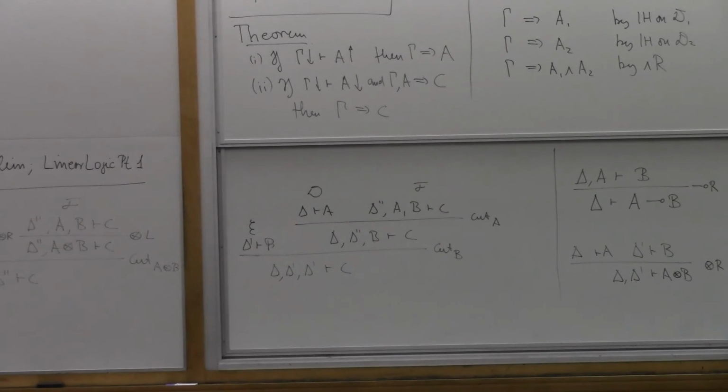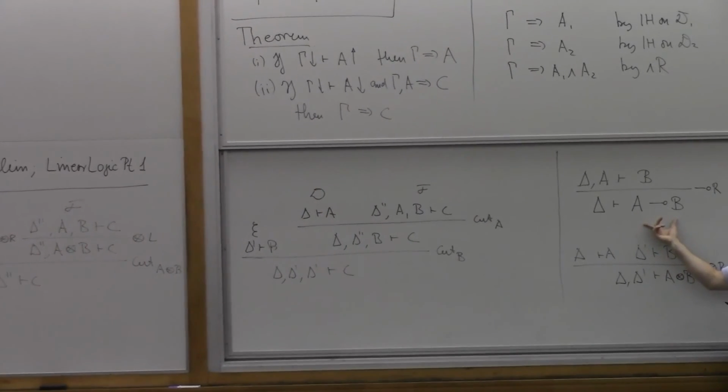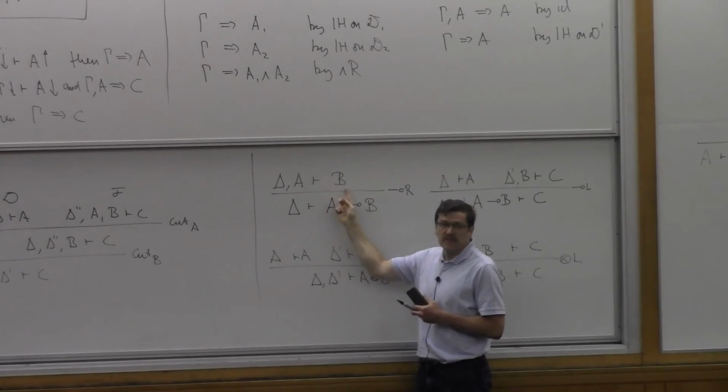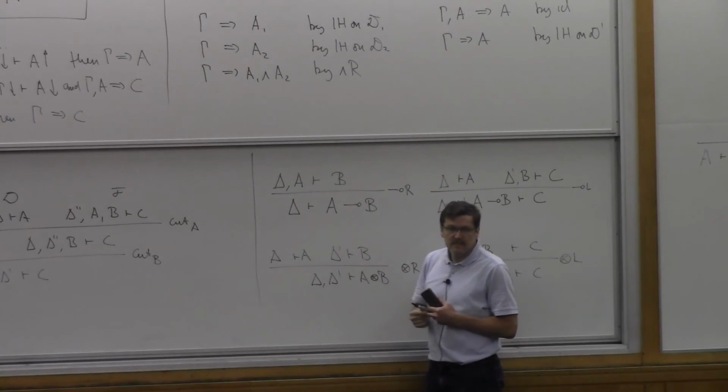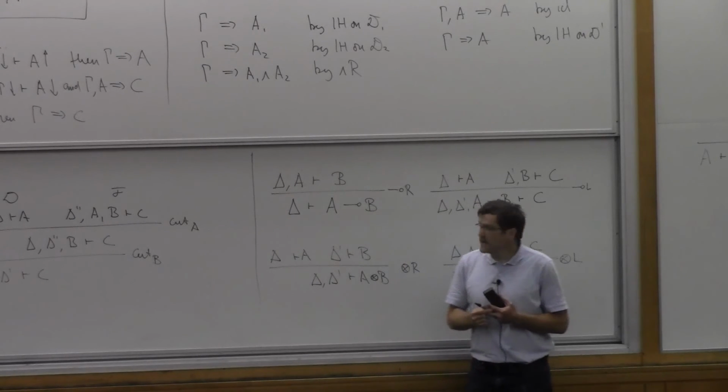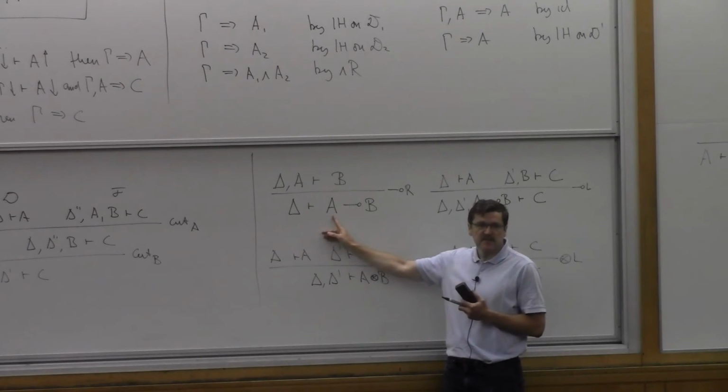Yeah? Could you just repeat in a sentence what the linear implication right rule means? Okay. So with the resources delta, I'm trying to prove that A implies B. And I can do that if I assume I had the resource A, I could prove B. That's the meaning of the linear implication. So it's like an ordinary implication, except the assumptions can be used only once.